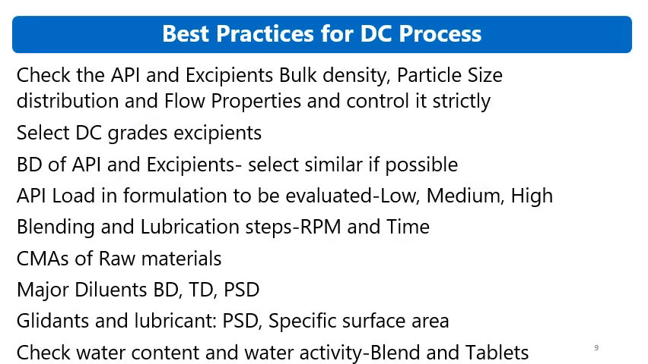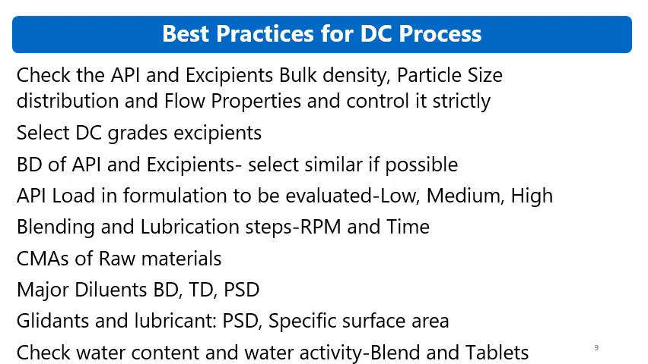Then what are the best practices for the DC process? If the molecule is sensitive or gets degraded due to heat, moisture or solvents, then some best practices are to be followed. So always check the API and excipients bulk density, particle size distribution and flow properties, and also have a control strategy in hand to control these parameters strictly. Otherwise, with variation in PSD, BD (BD means bulk density) and flow properties, the product may behave differently.